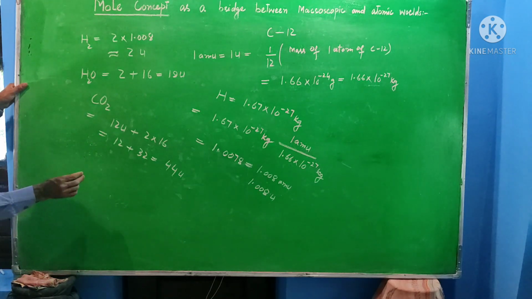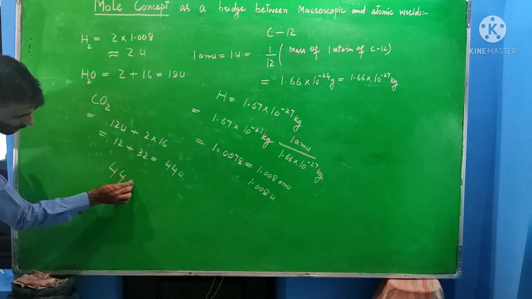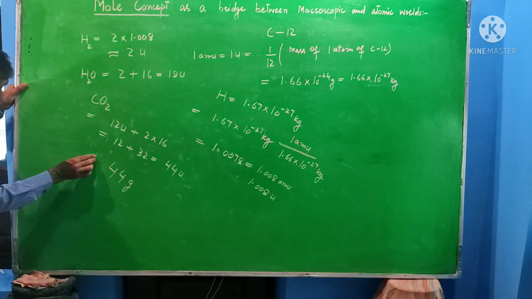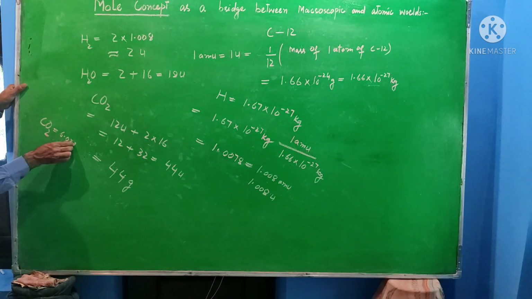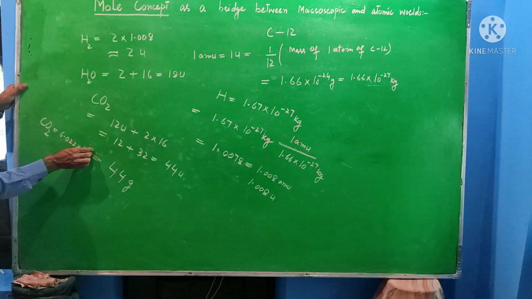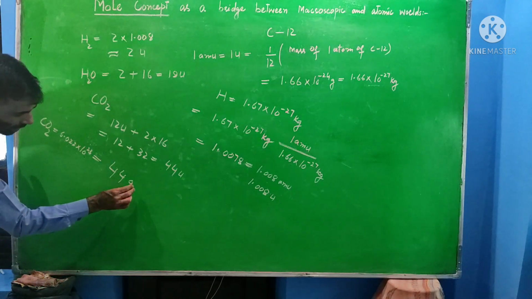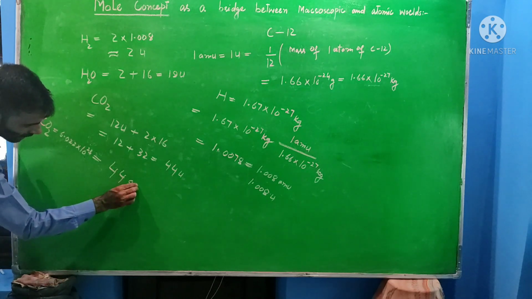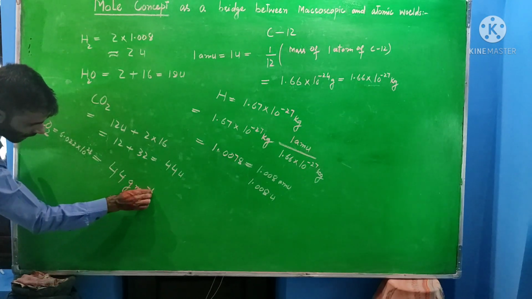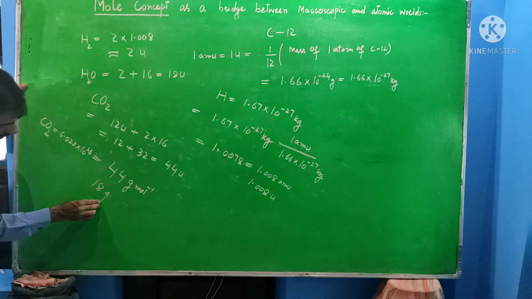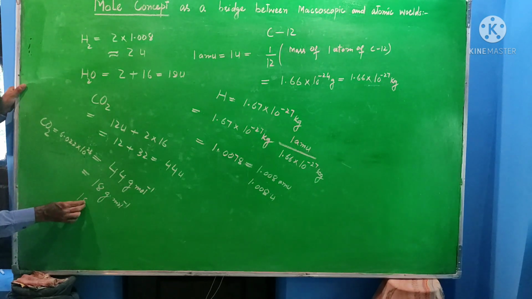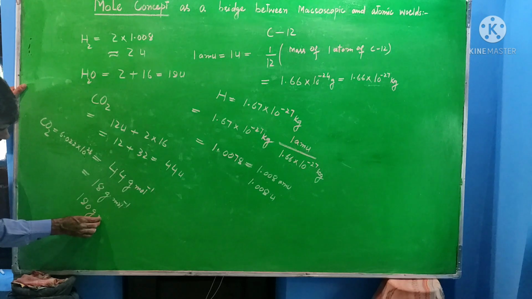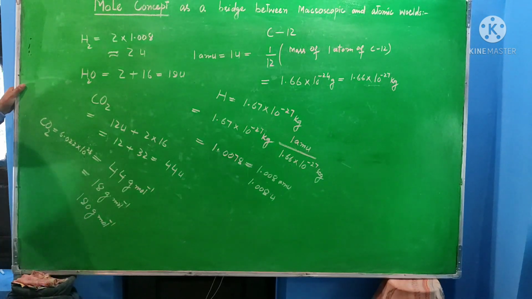Now, if we write it this way, 44 gram, it is the molar mass. It is the molar mass, meaning within this amount there are 6.022 into 10 raised to power 23 carbon dioxide molecules. So this mass we call molar mass, and we write it with gram per mole. Similarly, 18 gram per mole is the molar mass of water. Similarly, 180 gram per mole is the molar mass of a glucose molecule.